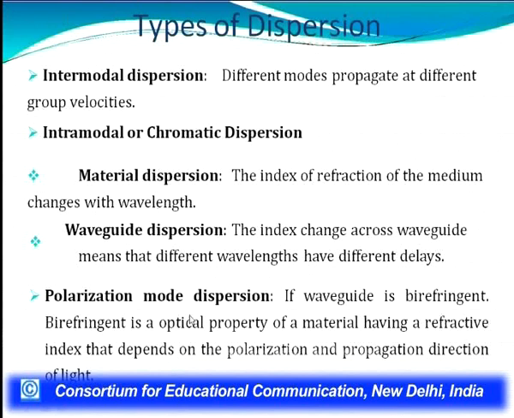But in the polarization mode dispersion, the waveguide is birefringent. What is birefringent? It is an optical property of a material having a refractive index that depends on the polarization and the propagation direction of the light, that is, how light will propagate in the fiber. That is the polarization mode dispersion.